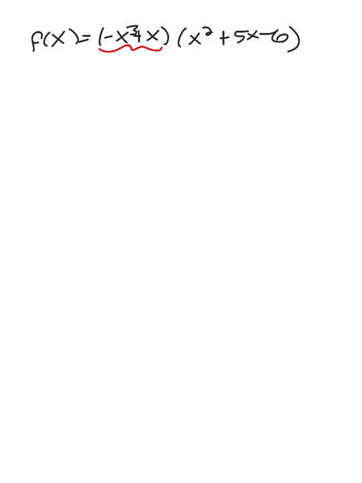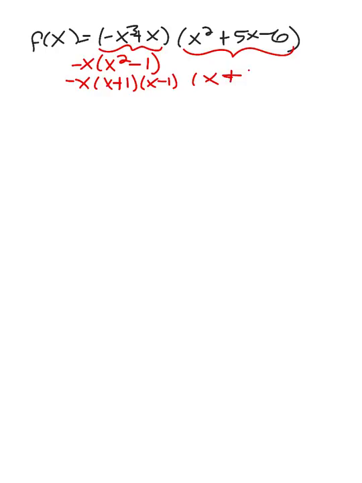All right, so 9b is f of x is equal to negative x cubed plus x times (x squared plus 5x minus 6). So this you have to factor, because you've got to get your factors so you can know what the zeros are, and you can figure out the multiplicity. In this first one, I'm going to factor out negative x. Then I'm left with x squared minus 1, and that can factor, that's x plus 1 times x minus 1. This factors and becomes x plus 6 and x minus 1.